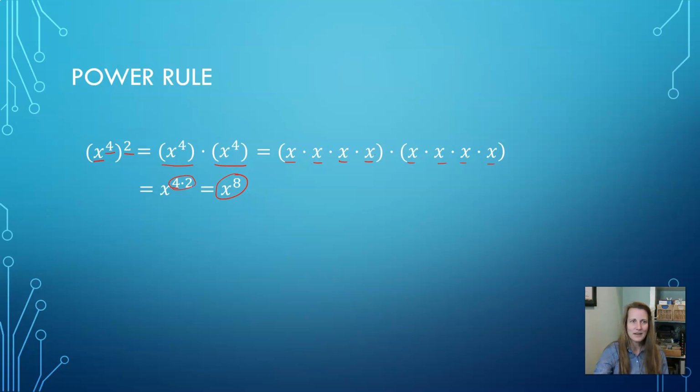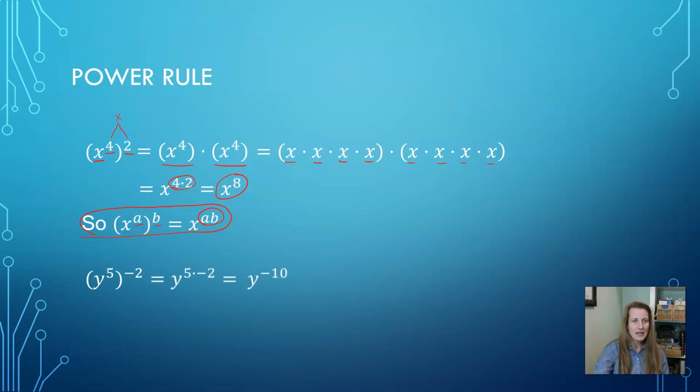So what happened there? It looks like I took my 2 exponents and I multiplied them together. And that indeed is our power rule. So write that one down. Any base to a power to a power is that base to the multiplication of those powers. Let's do another example. Y to the 5th to the negative 2 power. It doesn't matter if they're positive or negative. It's the same as y to the 5 times negative 2. I multiply those together and I get negative 10. Final answer, y to the negative 10.